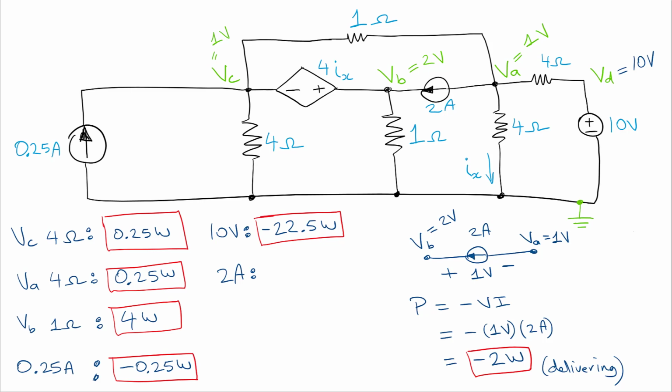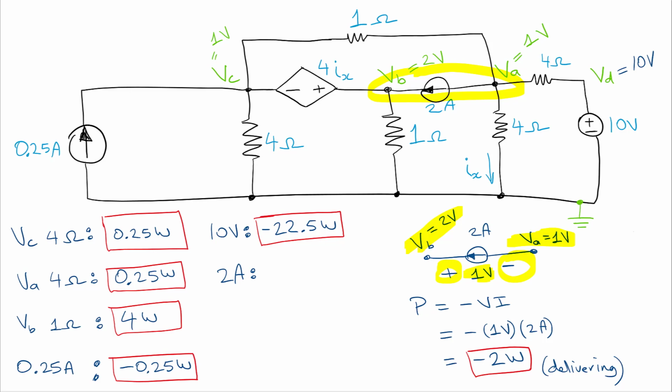Okay, where's the 2 amp source? So we're doing this one. Okay, so now this one's not too bad. We know the voltage on either end of the 2 amp current source, and we've drawn the drawing down here. So on one end we have VB equal to 2 volts, and at the other end we have VA equal to 1 volt. So we know the voltage across that 2 amp source is 1 volt with the orientation of the plus on the left and the minus on the right.